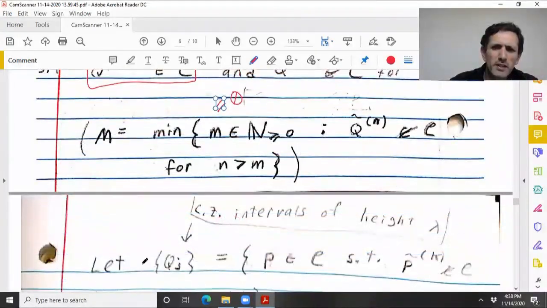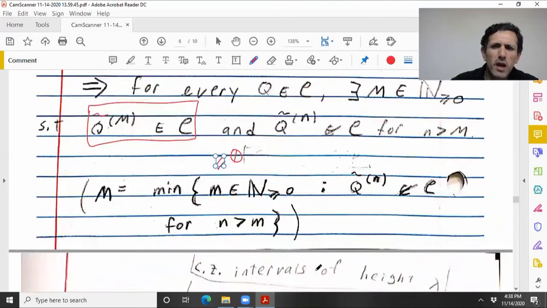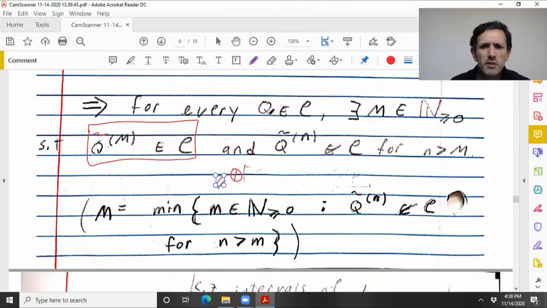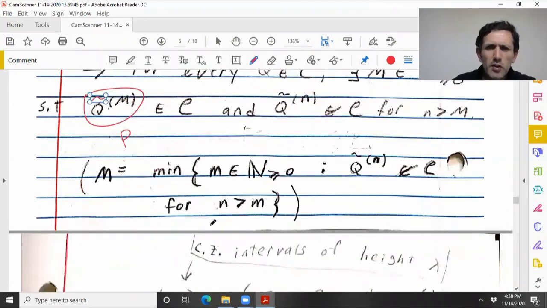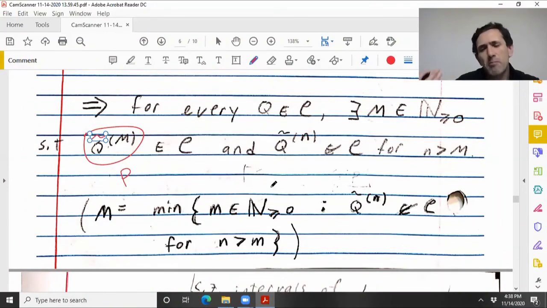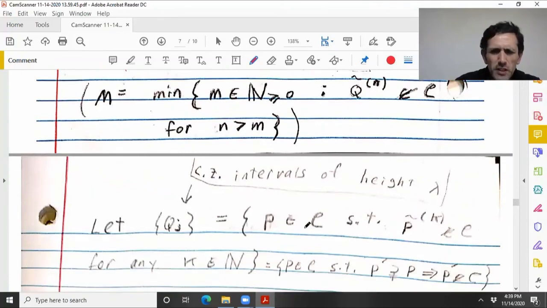Okay, so let's enumerate all these dyadic intervals. So let's call this P. Let's enumerate all these Q tilde m, big M's satisfying this property, that they're some generation parent of something in script C, satisfying the property that any larger generation parent is not in script C. So we can write that as follows. It's the set of all P in script C where any larger generation is not in script C.